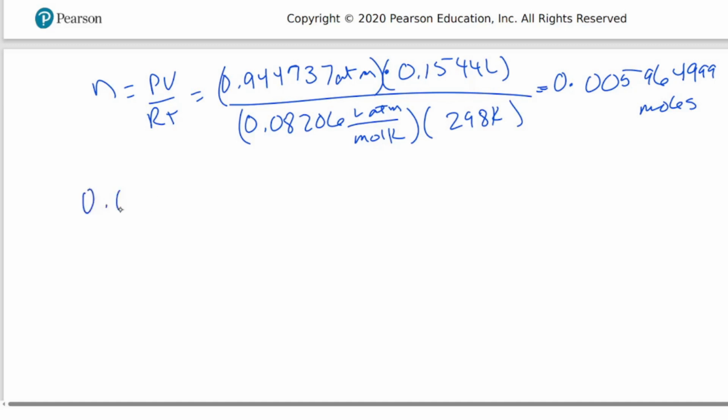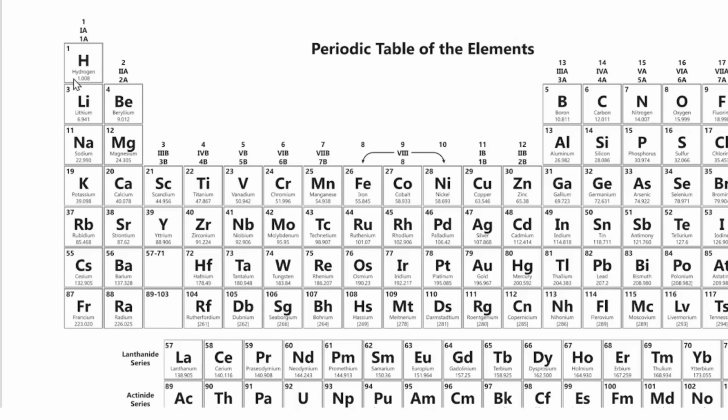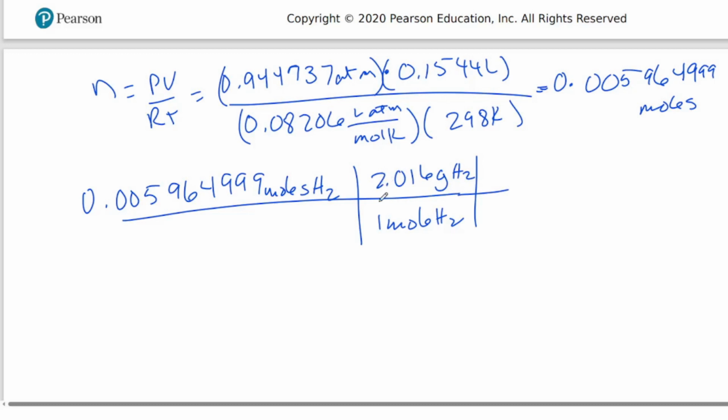So 0.005964999 moles of H2, right? And we have 2.016 grams of H2 is 1 mole of H2. Now, how did I get that? H2 is a diatomic molecule, and hydrogen weighs 1.008 grams per mole. I have 2 of them, so that's 2.016.